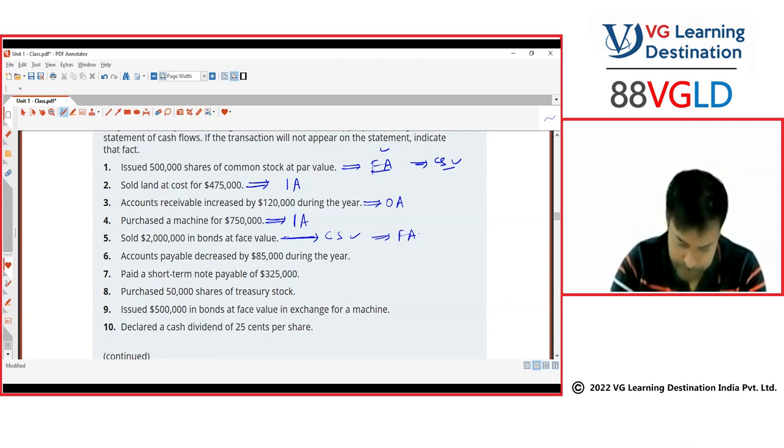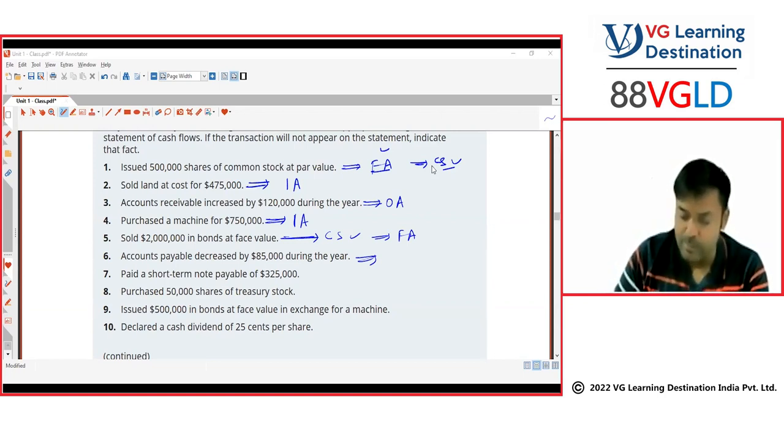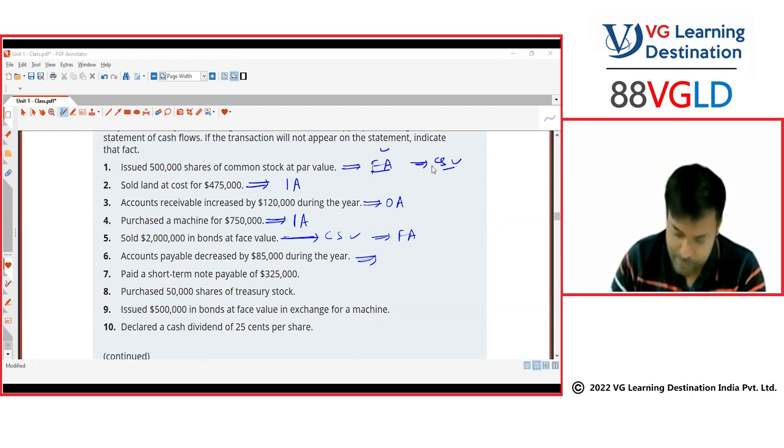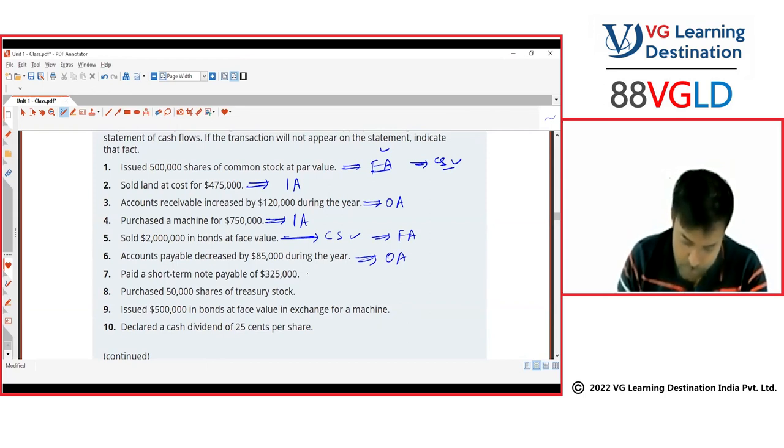Okay. Now, next points, accounts receivable. Bond selling is borrowing, absolutely, Shekhar. Accounts payable, that means my supplier. Supplier is going to be OA, you're right. Short-term notes payable, everyone.